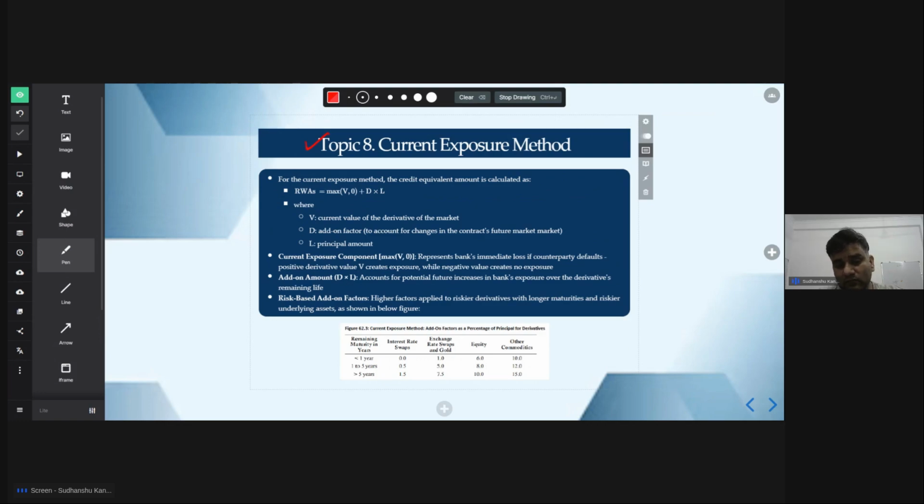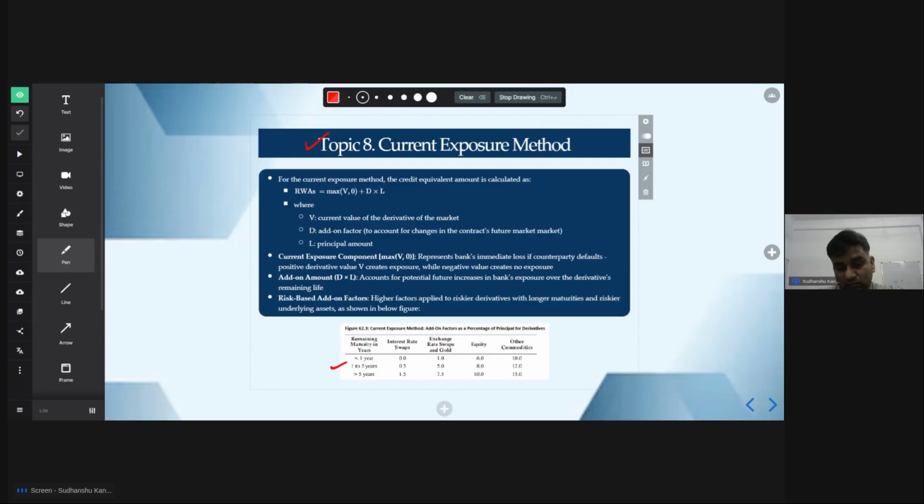For example, take an interest rate swap where the notional is 175 million, the remaining maturity is 3 years, and the current value is 2.5 million. If the remaining maturity is 3 years, it falls into the 1 to 5 years bucket, so the add-on is 0.5%.